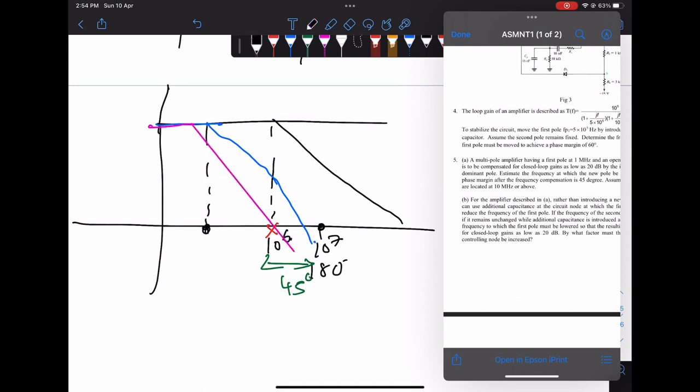So for getting that, 100 dB to 0 dB, there should be a decrease. We can relate the same idea we used earlier. From 10 to the power 6 to 10 to the power 5 times decrease should be there, which means the new dominant pole is at 10 Hertz.